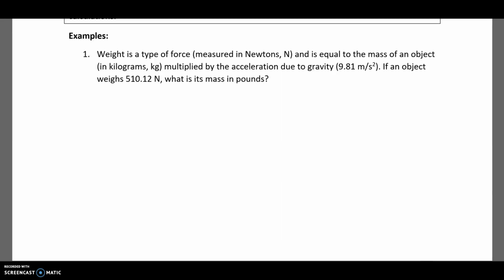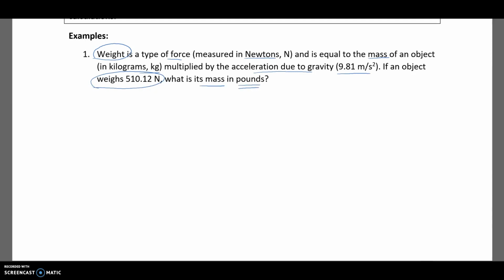Here, we're looking at an equation that talks about weight, which is actually different than mass. Weight is actually a type of force, which is measured in the unit of newtons. Weight is equal to the mass of an object in kilograms multiplied by the acceleration due to gravity, which is 9.81 meters per second squared. We'd like to find out if an object weighs 510.12 newtons, what is its mass, and we'll find that eventually in pounds.